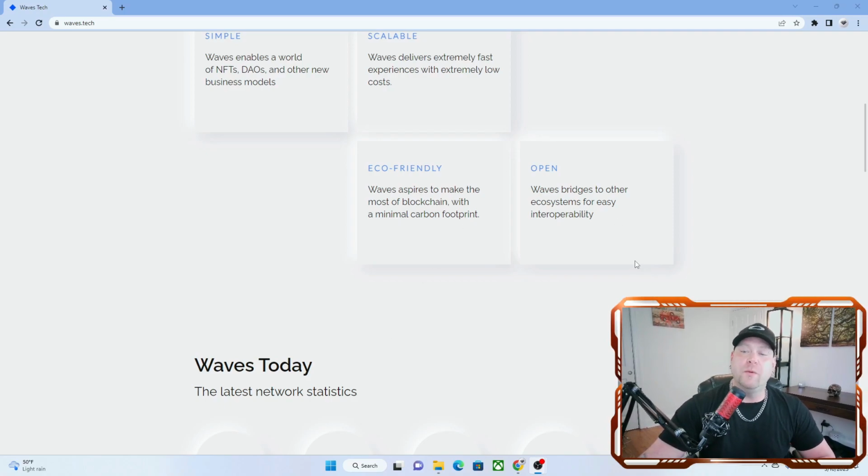It's also open. Waves bridges to other ecosystems for easy interoperability. And bridges are something that's huge when you're going from one network to another, because sometimes you don't know how to actually sell or trade an asset in one network, or it might not be compatible in the country you live in. You have to find ways to bridge that asset to a DEX or a place where you can actually sell it, trade it, or use it. And that's what bridges do. They are really helpful in the DeFi Web3 space.